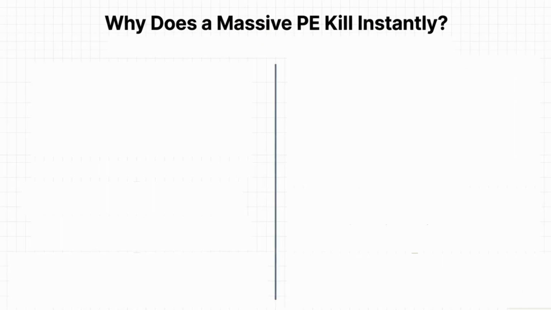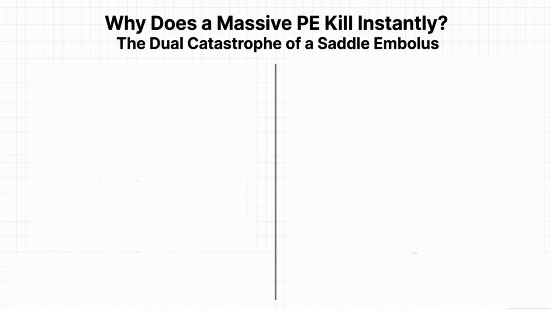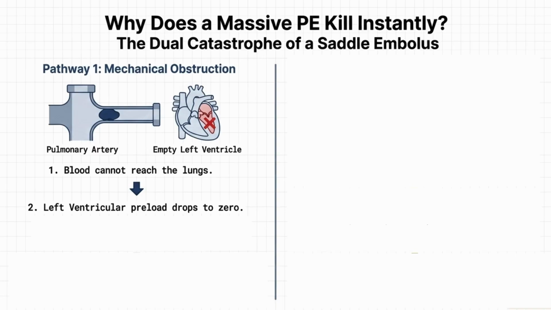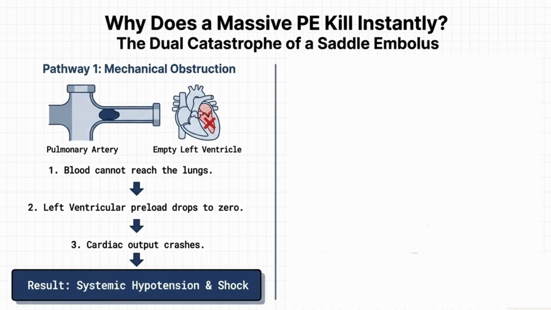Why does a massive PE kill instantly? It is due to the dual catastrophe of a saddle embolus. Let's look at pathway 1, mechanical obstruction. Because the pulmonary artery is blocked, we get an empty left ventricle. Number 1, blood cannot reach the lungs. Number 2, left ventricular preload drops to 0. Number 3, cardiac output crashes. The result of this pathway is systemic hypotension and shock.